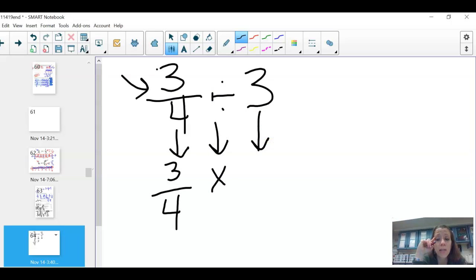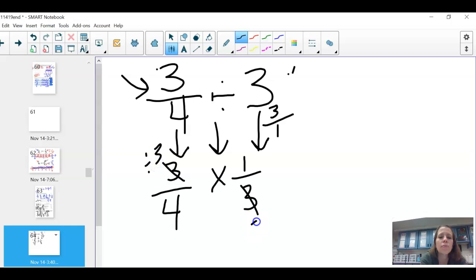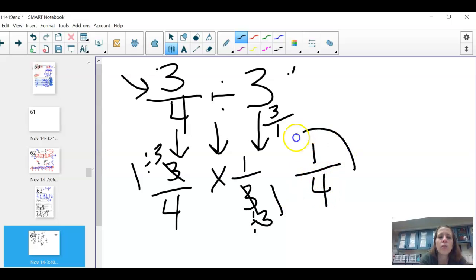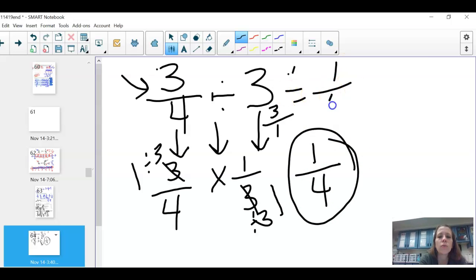Pero recuerdas, este es 3, 1. Y entonces, este es mi recíproco. ¿Ok? Yo puedo dividir estos entre 3, 3 entre 3 es 1, 3 entre 3 es 1, 1 por 1 es igual a 1, 4 por 1 es igual a 4. La respuesta es un 4.